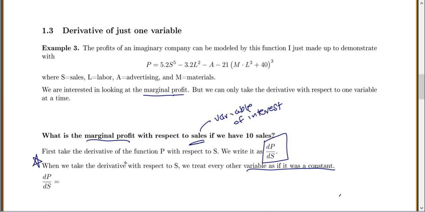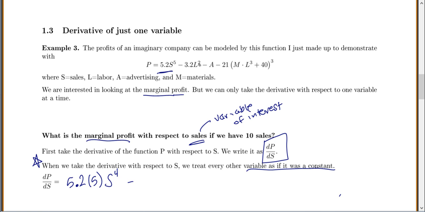So the derivative of p with respect to s. So you come back up to look at your p. So let's do this part first. 5.2 times s to the fifth. Well, that has an s. That's the variable I'm interested in. So let's do that derivative as normal. So the 5.2 is there, and you bring down the power of 5, put your s in, and drop your power by 1. Okay, next piece.